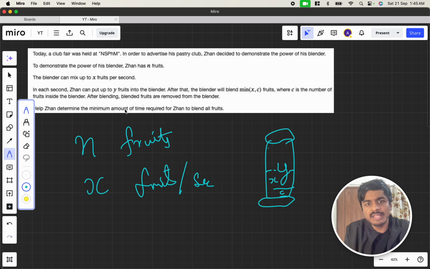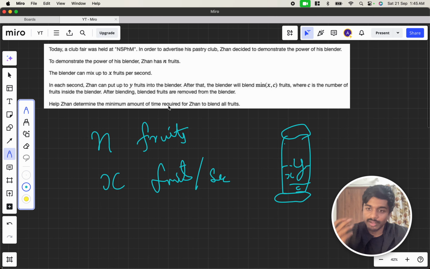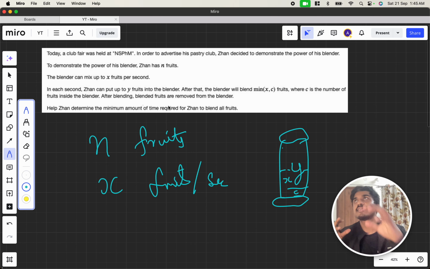Help Zhan determine the minimum amount of time required to blend all the fruits. So how much time will be required? I have n fruits, and a blender which can blend x fruits per second, and I can put a maximum of y fruits into the blender each second, or the capacity is y fruits together. Now, what are the parameters? It is very complex, right? n can be bigger, x can be bigger than y, y can be smaller, y can be greater. It creates a lot of confusion.